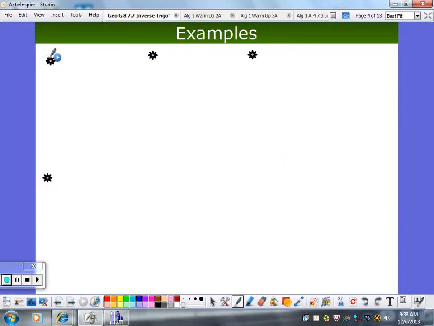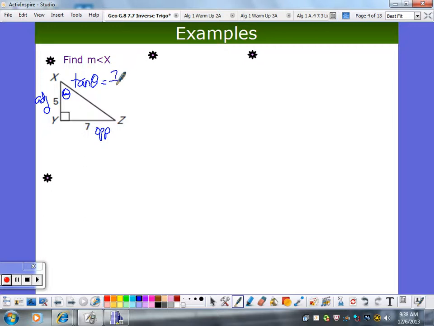So let's look at just some examples here. Find the measure of x. I'm just going to go a little fade here so I know where I'm looking. So let's see. I have an opposite, right? What else do I have? An adjacent. So that means the tangent of theta is 7 over 5.